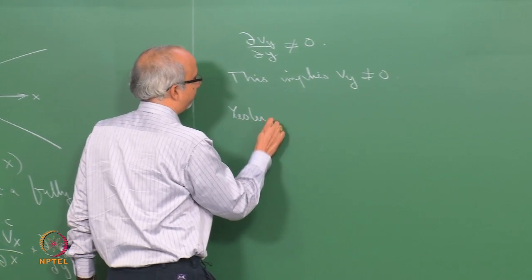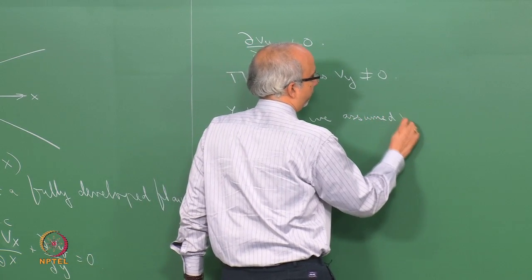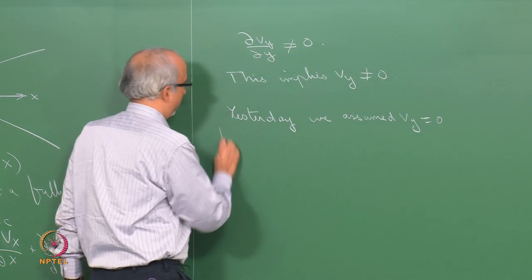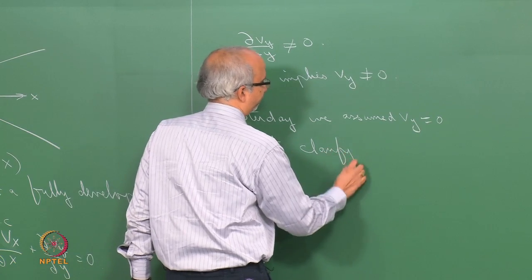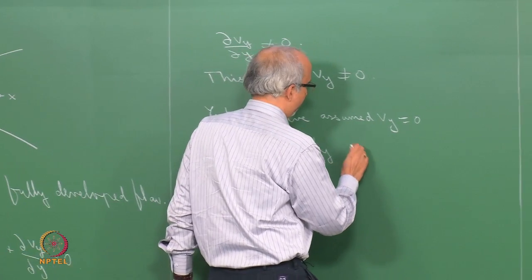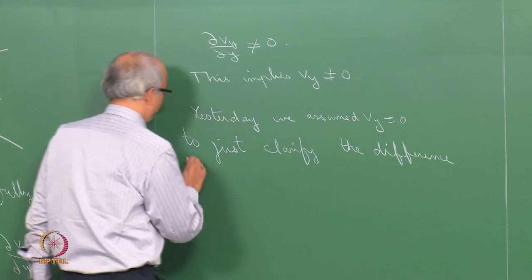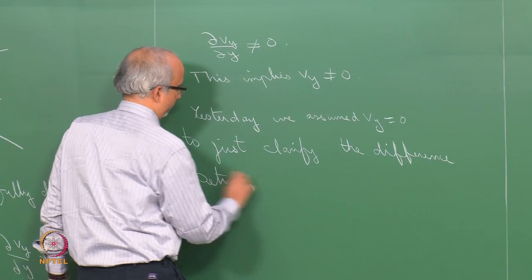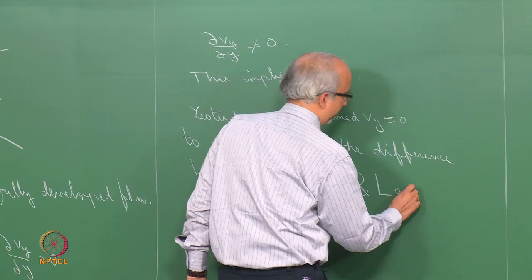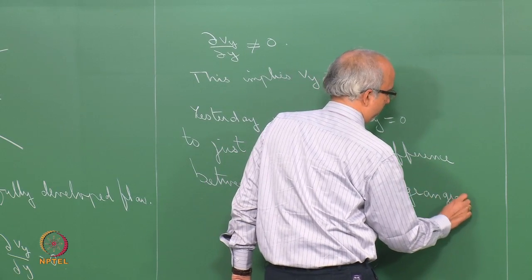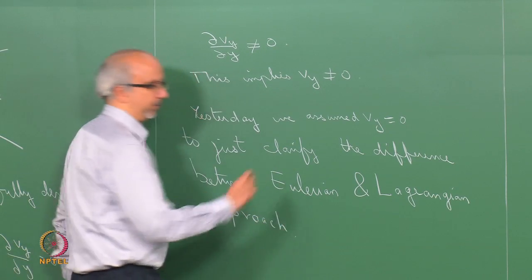So yesterday we assumed Vy equals 0, just to illustrate the difference between the Eulerian and the Lagrangian approach.